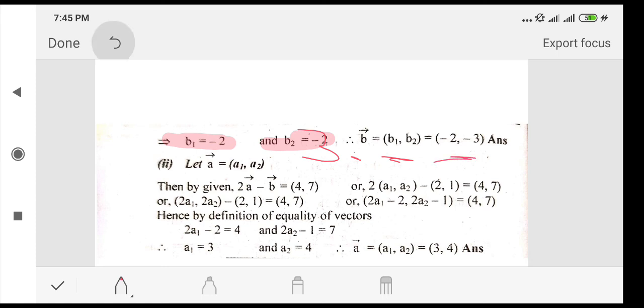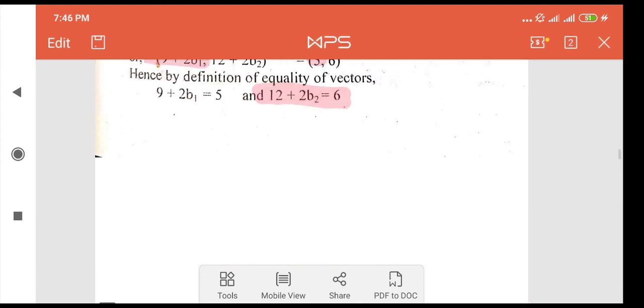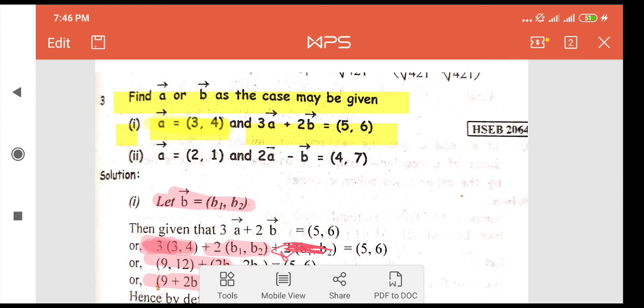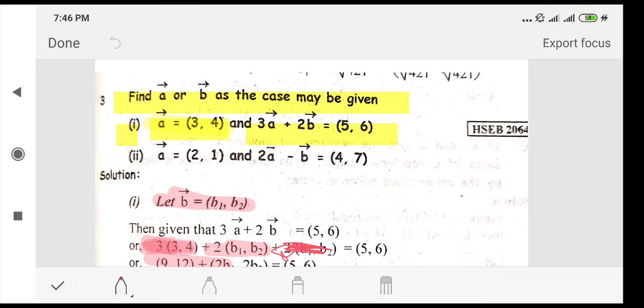By using the same process, you can find the second question as well. This second question is homework for all of you. Do it nicely. Here vector A is given, so you have to find vector B again. If vector B was given, then you have to find vector A.